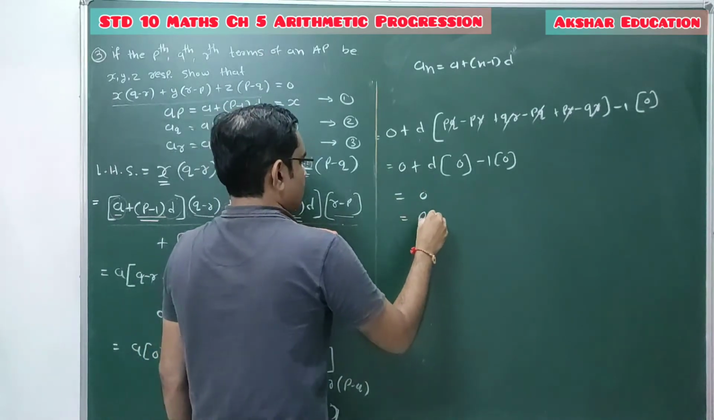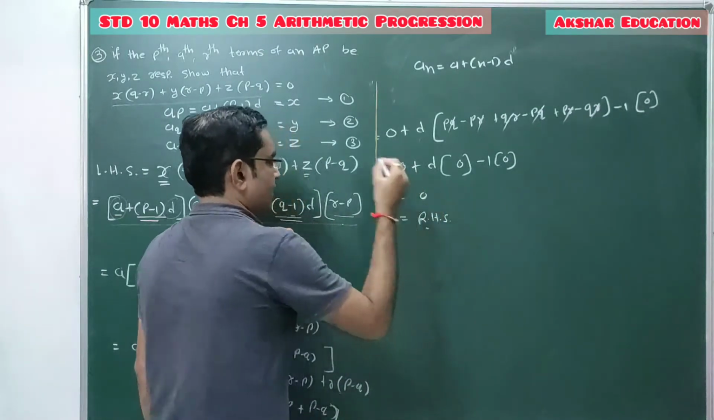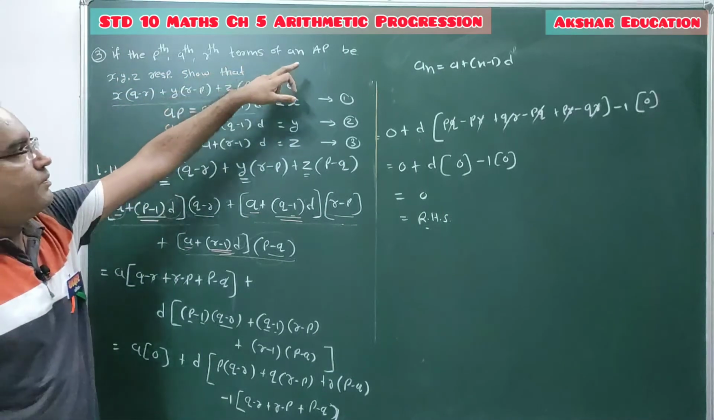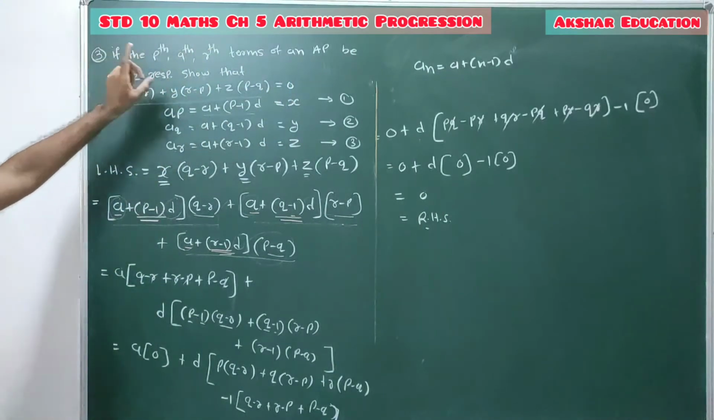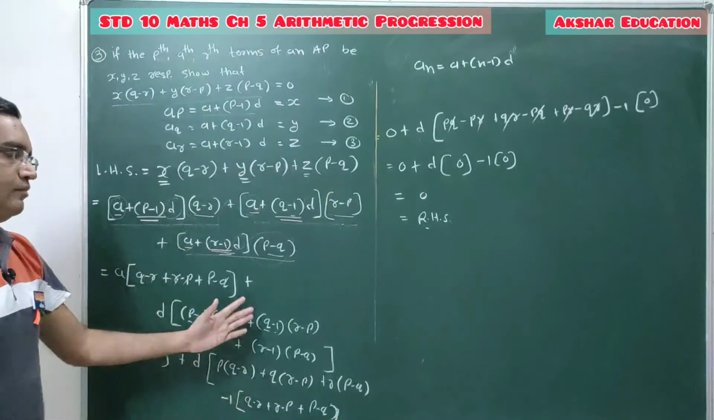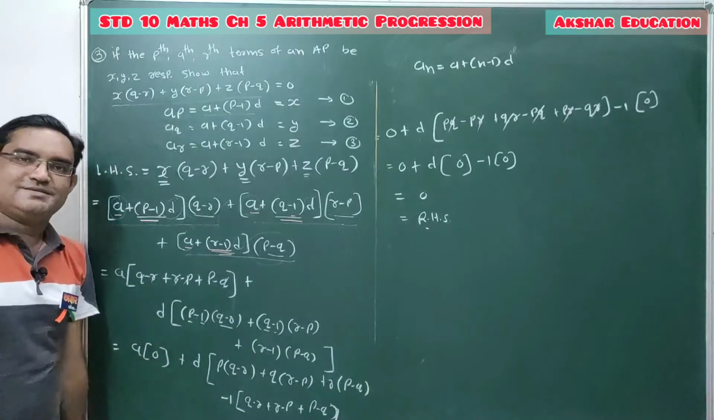This is our right hand side that you have to prove. Done? So if the pth, qth and rth term of an arithmetic progression are x, y, z respectively, you have to prove this left hand side equal to right hand side. Pause the video, note it down.